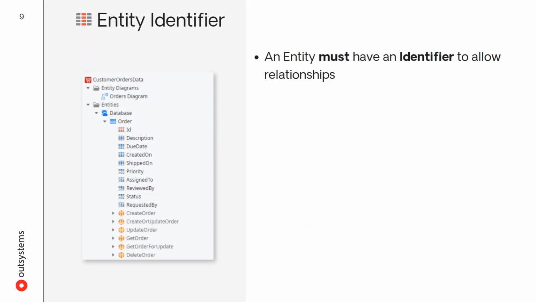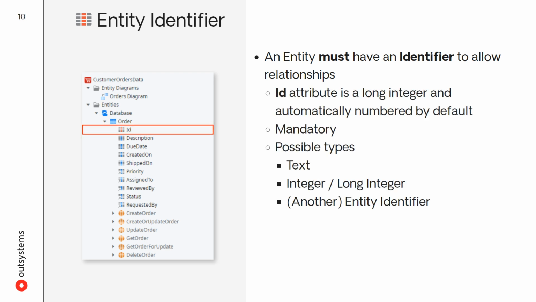Creating relationships between data in ODC is mostly based on entity identifier attributes. To allow a relationship, an entity must have an identifier. The entity identifier is automatically created when the entity is created, and it can be identified by the icon with the red stripe and by its name, ID. By default, the ID is created as a long integer and set as auto-number, so that every new record added to the database will have a unique number to identify it.